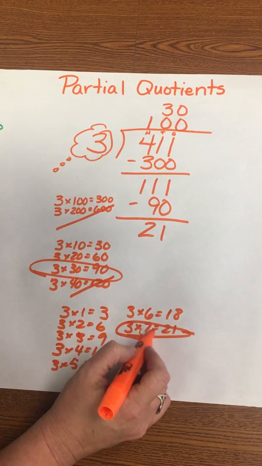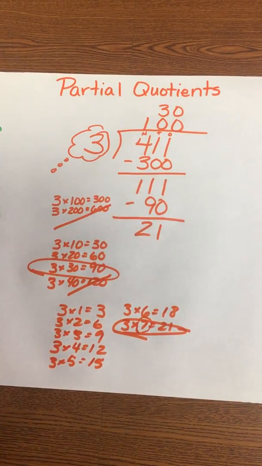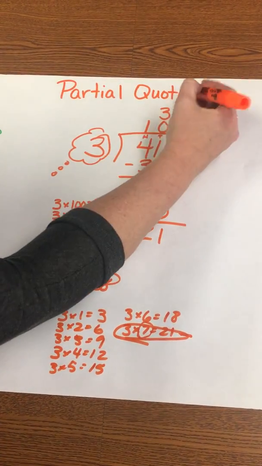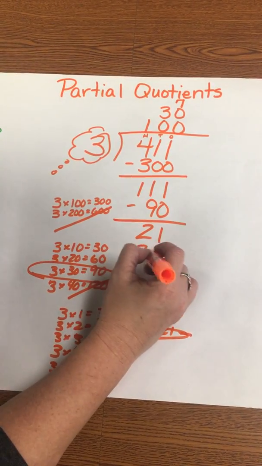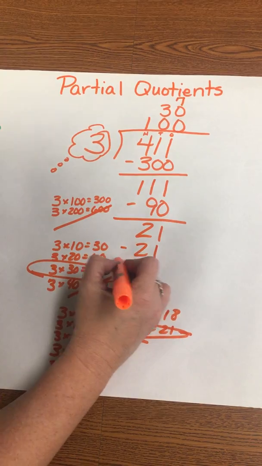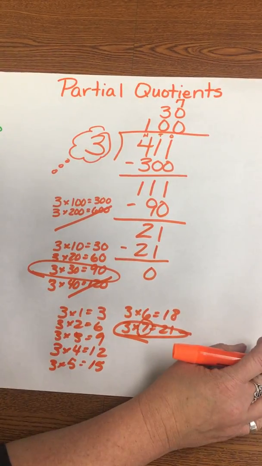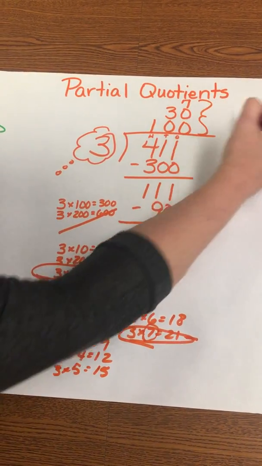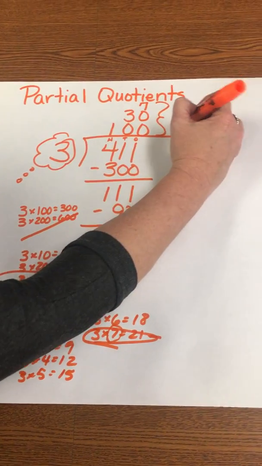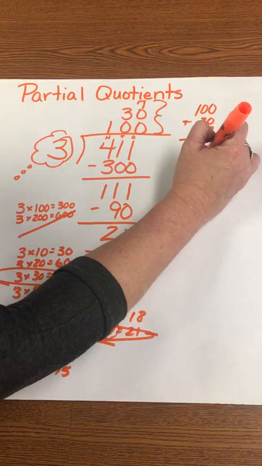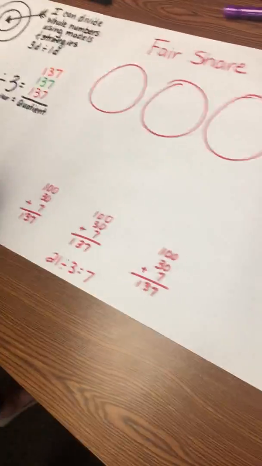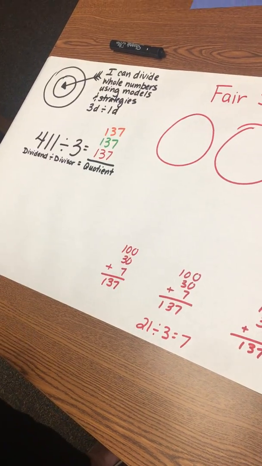I have to remember to put my 7 on my quotient line. Since it's in the ones place, I'm going to organize it. And 7 times 3 is 21. Division is repeated subtraction. It leaves me with a remainder of 0. Now let's add these up. 100 plus 30 plus 7 equals 137. I solved it a different way, and I got 137 as my quotient.